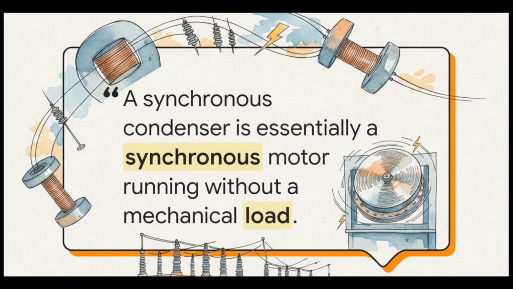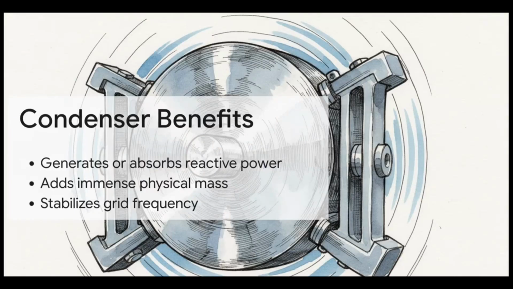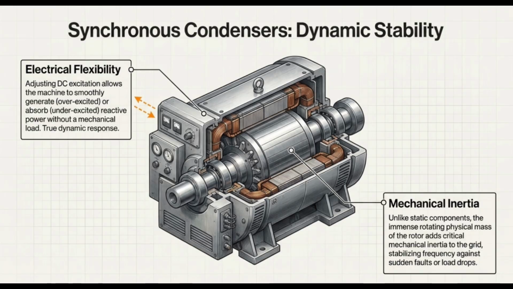There's an incredible quote from our source material that says, "A synchronous condenser is essentially a synchronous motor running without a mechanical load." Just think about that for a second. Engineers take a massive, heavy industrial motor, attach it to absolutely nothing, and just let it spin freely. No way, right? So why run a massive motor attached to nothing? Well, by adjusting the DC magnetic field of its spinning rotor, this machine can smoothly generate or absorb reactive power on the fly to perfectly balance the grid.